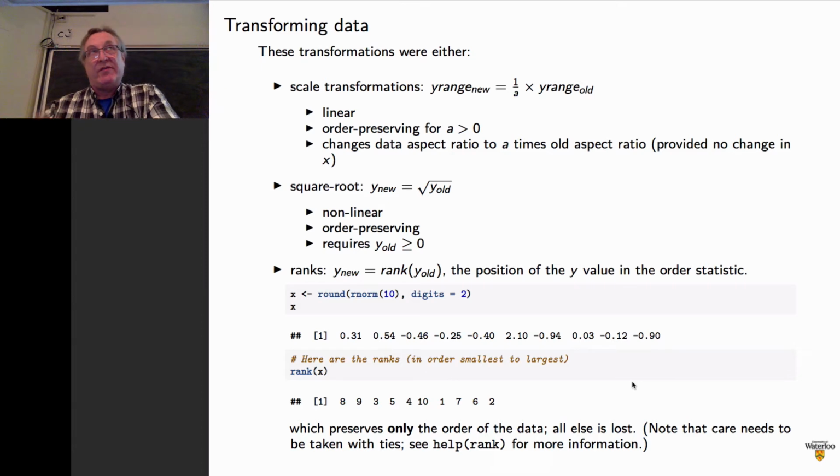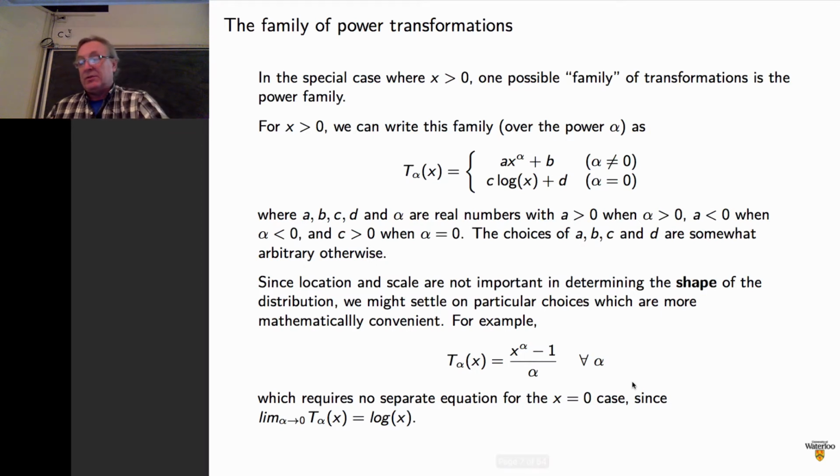But I appreciate that everything we've been doing has been a transformation of the data. We just haven't really called it that. So what I want to look at is a family of transformations that have some pretty attractive properties that we'll see in a minute. And that is a power family.